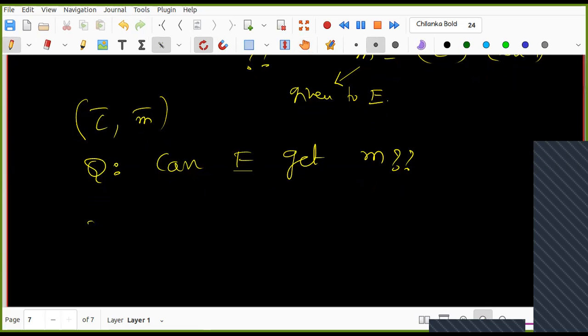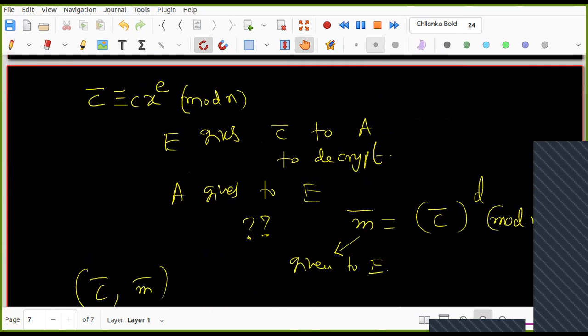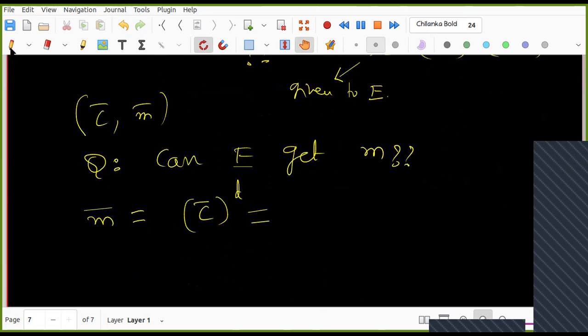Okay, so let us compute. What is M bar? C bar to the power D, C bar to the power D. But what is C bar? It is C into X power E. So C bar power D is X into C power E power D.